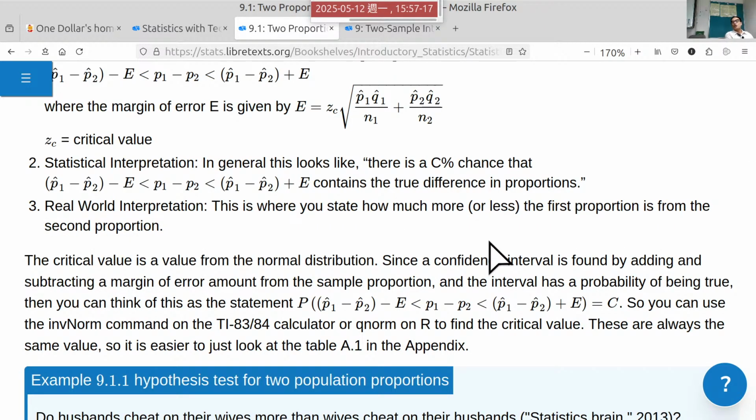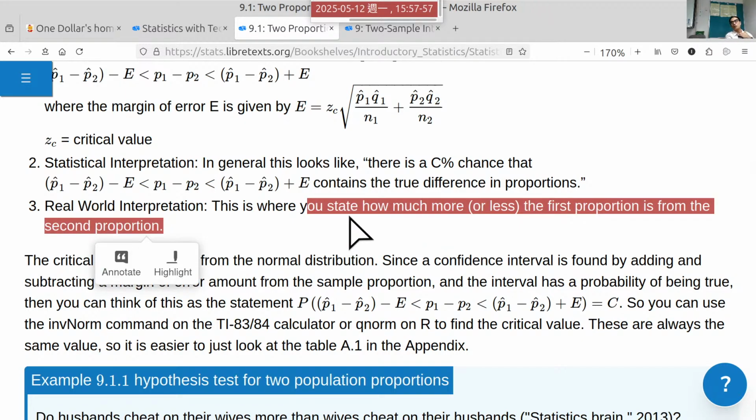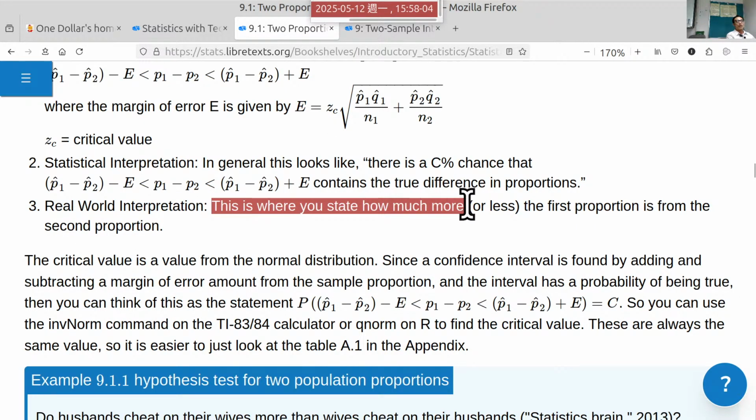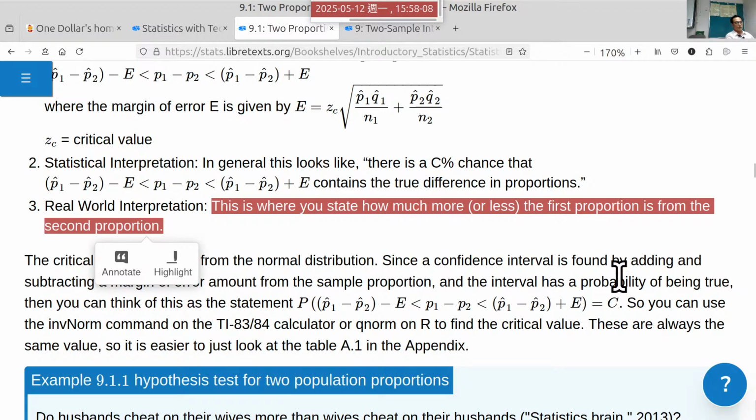Okay, for example, assume smoking will kill you. Smoking will increase the probability of getting cancers. And assume we have two populations. The first one, generally the people in the first population, they smoke maybe 20 or 40 cigarettes every day. And the second population never smokes. We can compare those two populations, and we can say how much more or less the first population is from the second population.